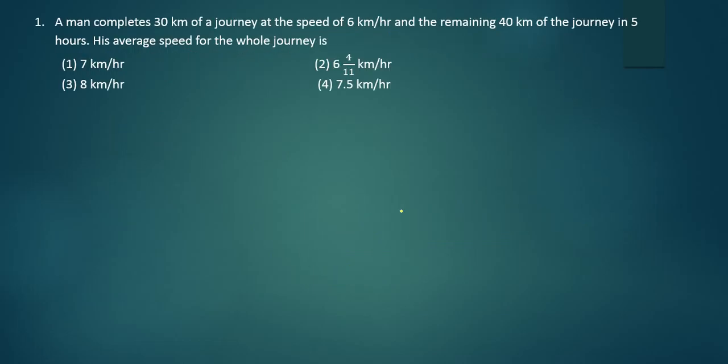See here, we'll see an example. A man completes 30 km of a journey at a speed of 6 km per hour and the remaining 40 km in 5 hours. His average speed for the whole journey is? Now, what is given? 30 km and another 40 km. For the first part, the speed s1 is given, which is equal to 6 km per hour. For the other, the time t2 is given, which equals 5 hours.